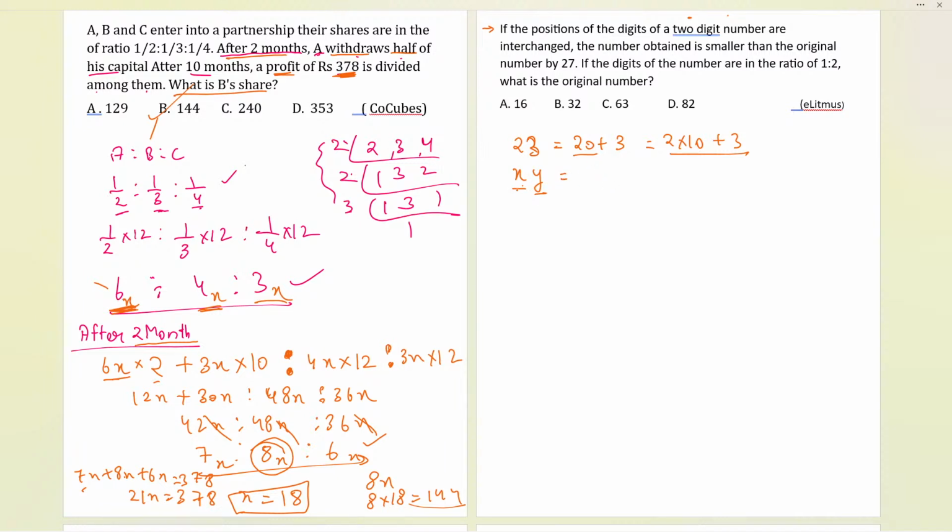If I write this number in the generalized form, x is at the tens place, so it will be 10 times x. Then we write y, it will be y only. This is the way we can write it. And finally, the number xy is 10x plus y. Now let us see the question.